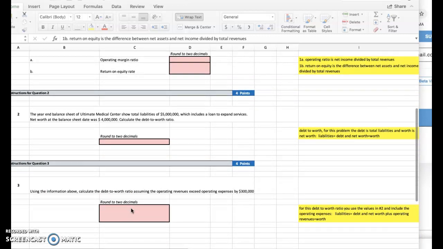All right, the last question, question 3, is similar to question 2. You actually use the same numbers as in question 2, except for this one, you're also including the data that it gives you that says the operating revenues exceed operating expenses by $300,000. So basically what you're going to do, since it's a type of revenue, that's going to go towards the worth. So you're going to add that to the net worth in number 2, and then you are going to use the liabilities to create your ratio again. So it'll be your liabilities divided by the net worth plus the operating revenues.